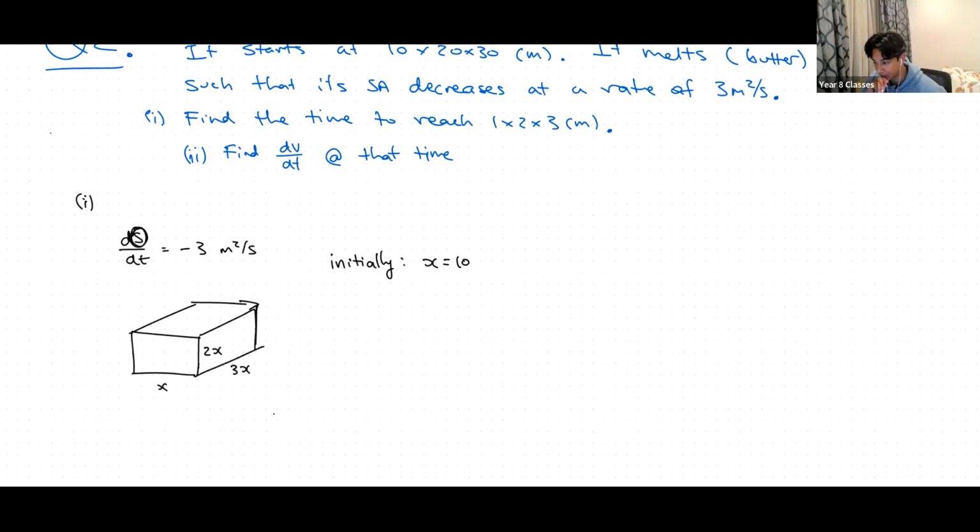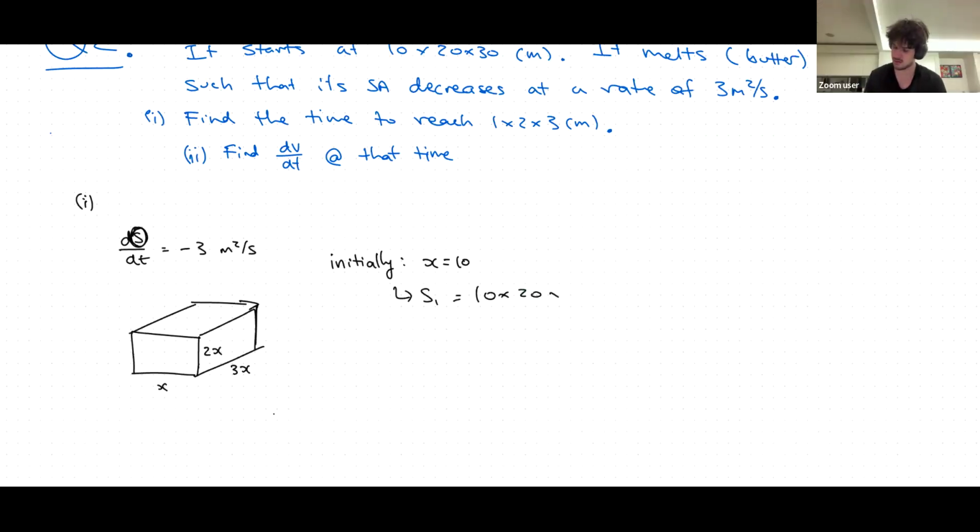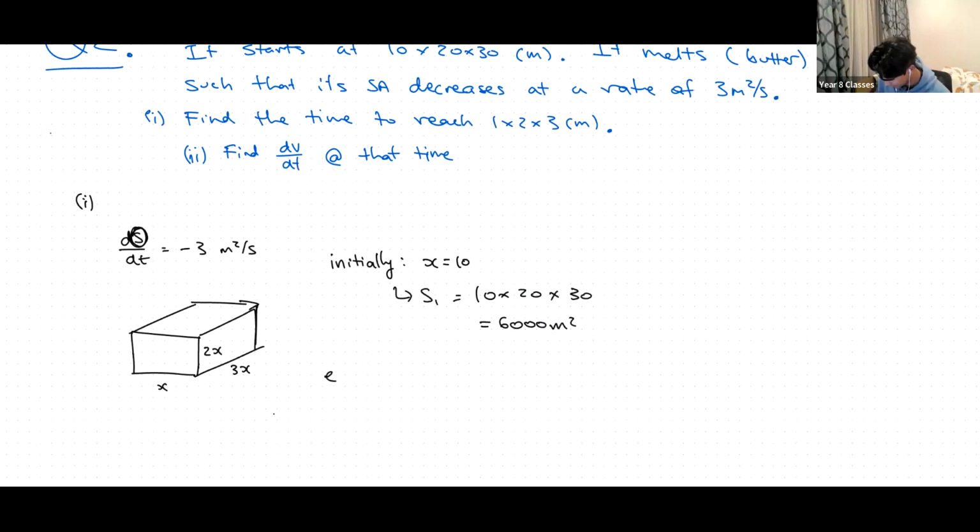Yeah. So what's our starting surface area? 600. Wait, is it? You're gonna have 10 times 20 times 30. Oh, 6,000? Yeah, 6,000. Sorry. All good. So this is gonna be 6,000 meters squared. And then when we end, we get x equals 1. So we'll call it S final. It is going to be 1 times 2 times 3, which is 6 meters squared. Okay.